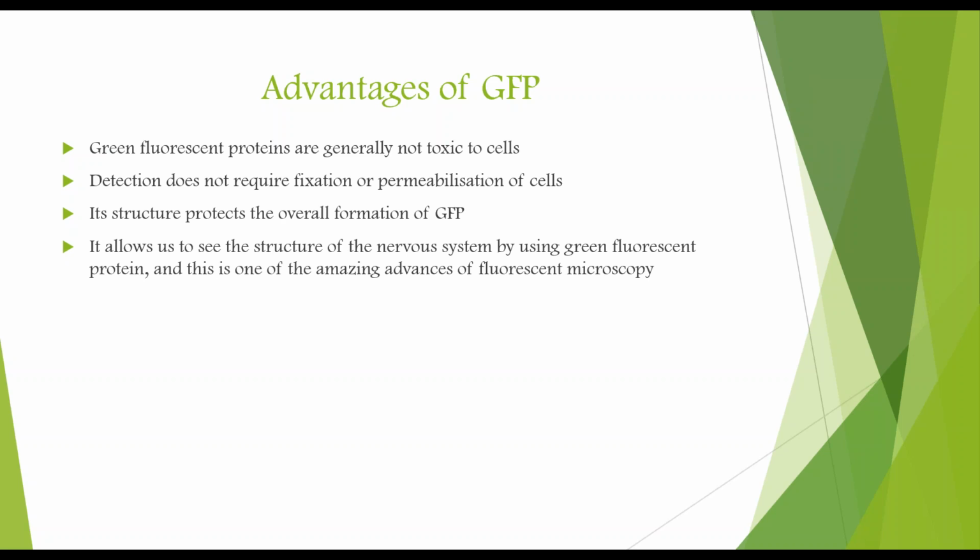By using green fluorescent protein, and this is one of the amazing advances of fluorescent microscopy, it allows us to look into a living nervous system and see cells and parts of cells glowing as they are doing their work. And that allows us to see things that would not be possible to see otherwise.